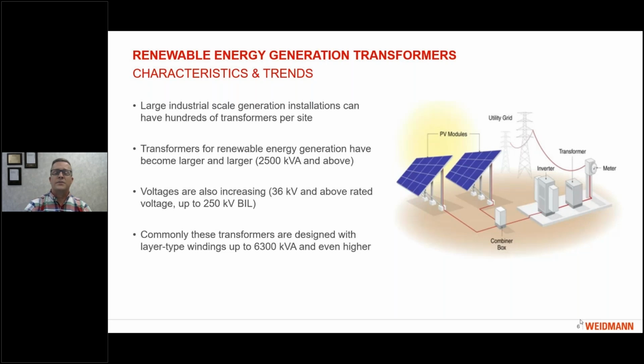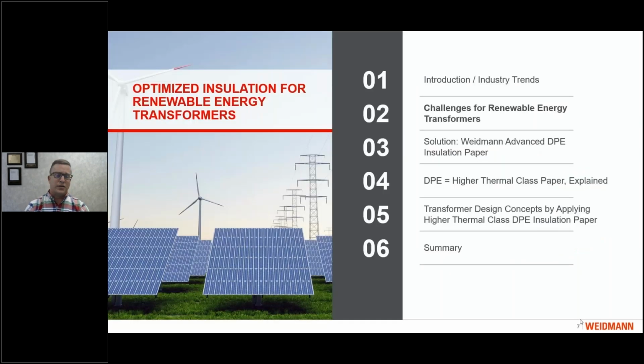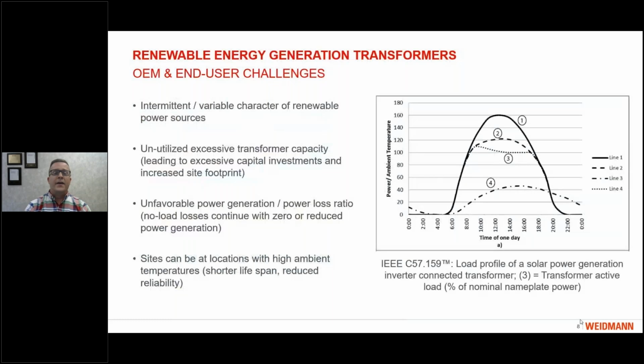Great. So when we talk about challenges specific to these kinds of transformers, first of all, they're intermittent. The load going to these transformers is intermittent. The sun doesn't always shine and the wind doesn't always blow, so there's a lot of on and off character to the load that these transformers see. And typically, currently, to deal with that kind of variable load, these transformers are designed with quite a bit of extra capacity. And so there are oftentimes excessive capital investments and a bigger footprint needed in order to deal with that.